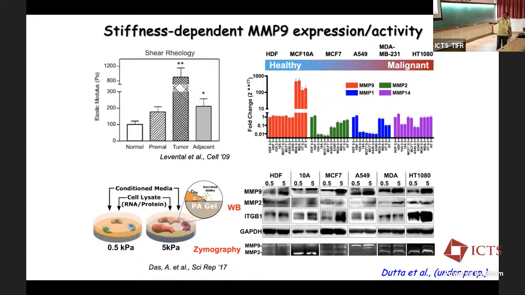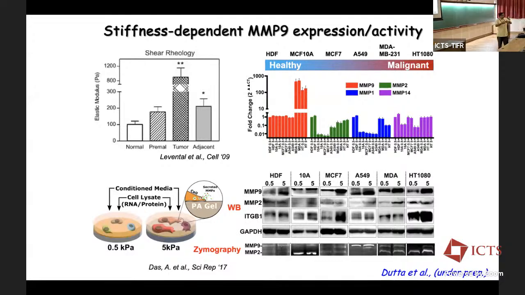highly metastatic. So specifically in this group, you see that in MD and HT cells, the fold change in MMP9 expression is nearly 100-fold compared. So on a stiff surface, MMP9 expression is substantially increased.